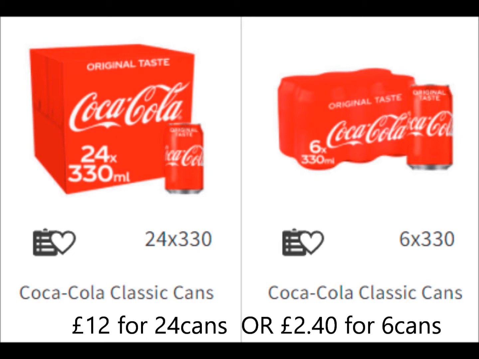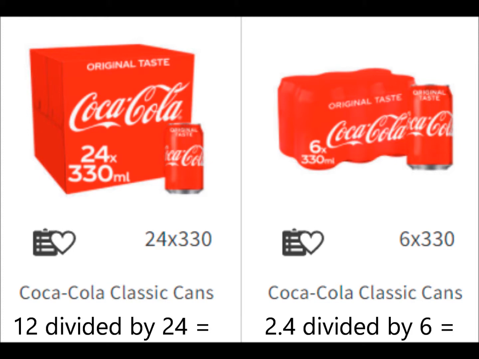So what we would do, the first one, we've got £12 as the cost and 24 cans. So what you can do is you can get your calculator, type in 12 because that's the cost, and divide it by 24 because there are 24 cans. We would then do the same for the 6 pack. We would type in £2.40 or 2.4 and divide it by 6 because there are 6 cans. You will get a price for each.